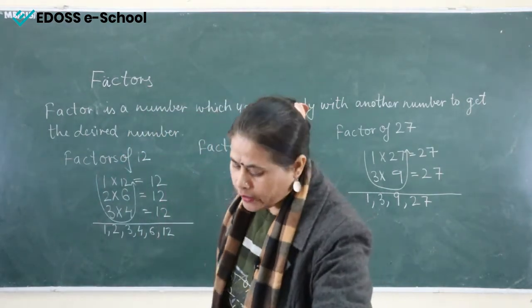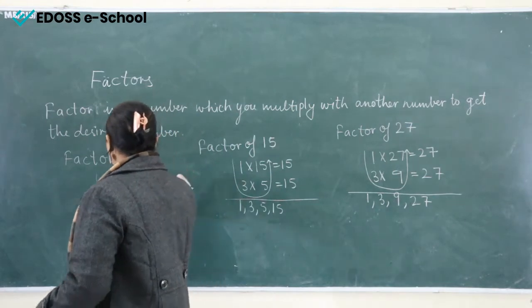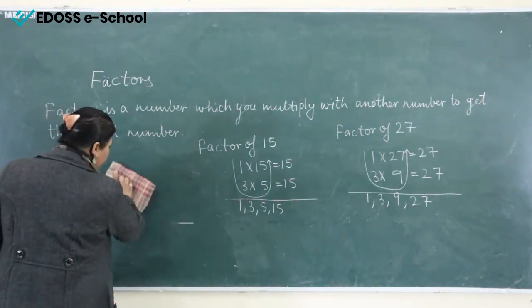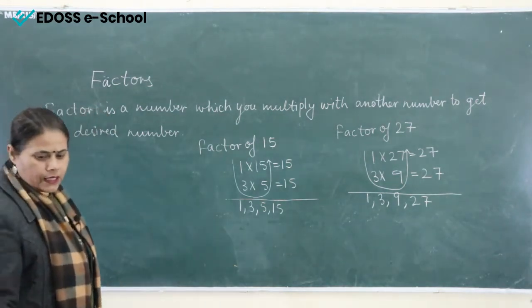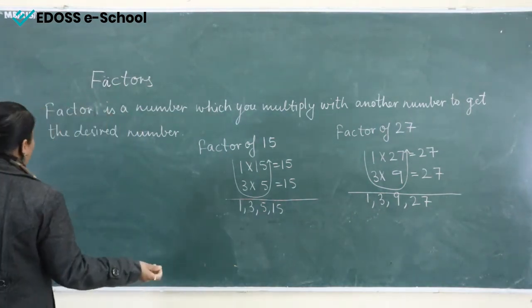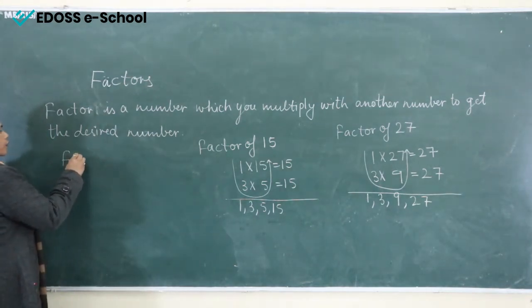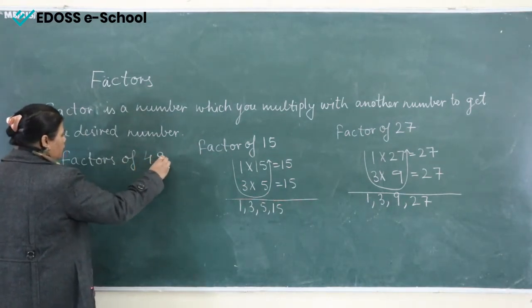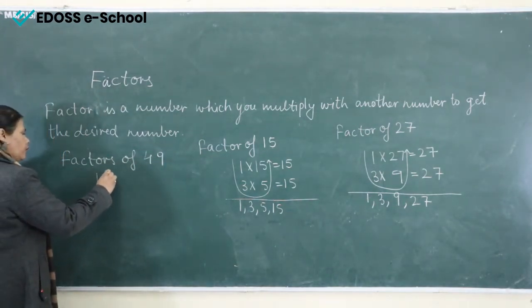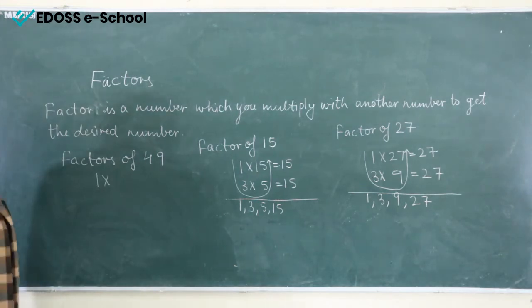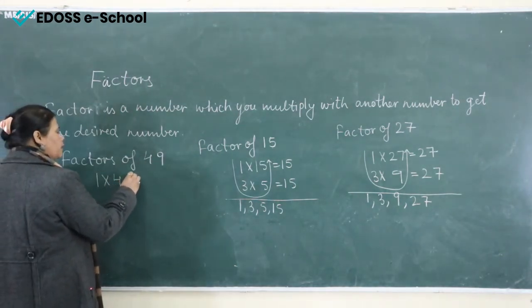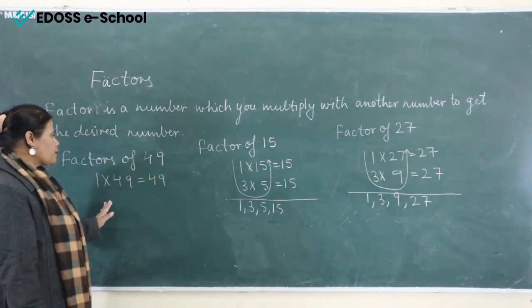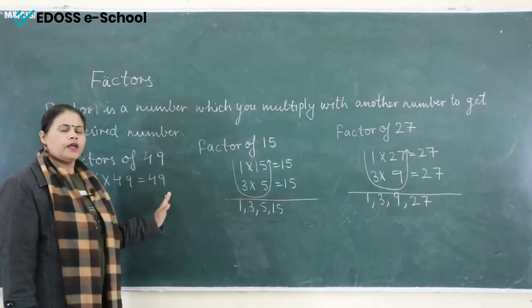After that we will take another example, and I will take one more example. Here it is, and my next example is 49. 49 is the number. So here it is, we see in which table 49 will come. So we will write down the factors of 49. Again we will start from 1. In the table of 1, how will it come? 1 multiplied by 49 is equal to 49. Again, 1 is the factor which is multiplied with another number to get the desired number.